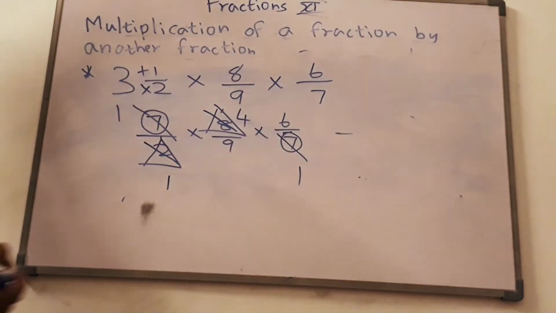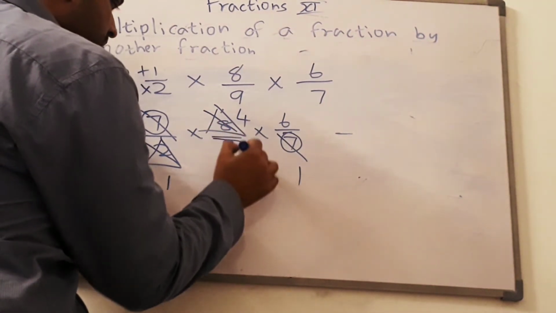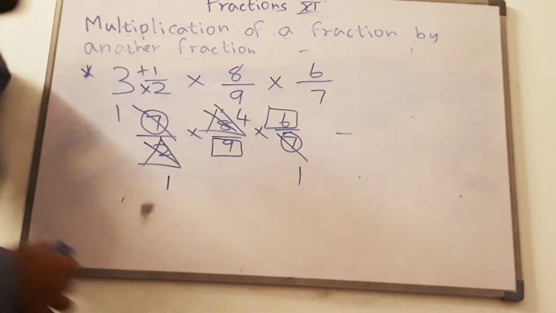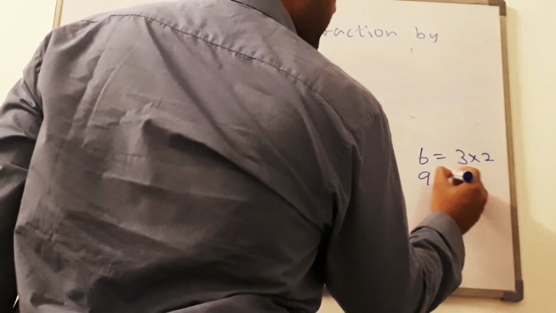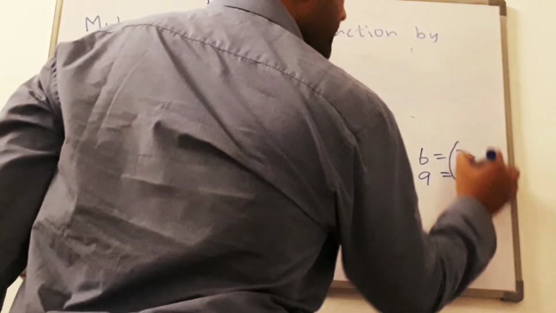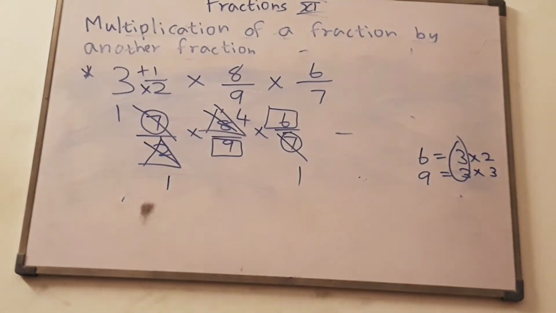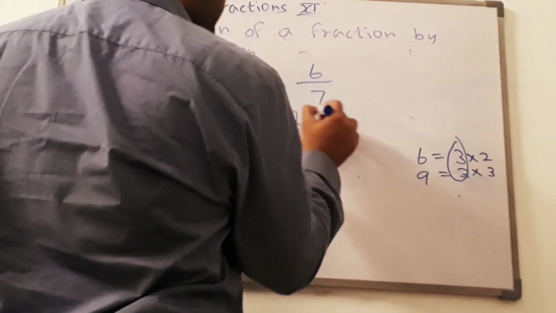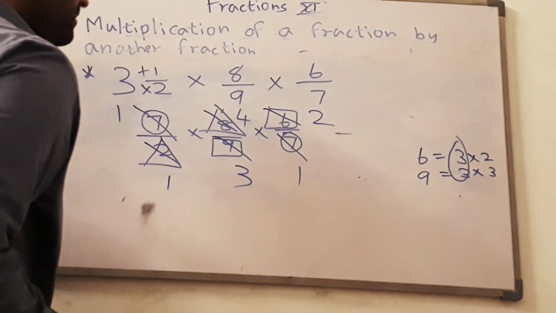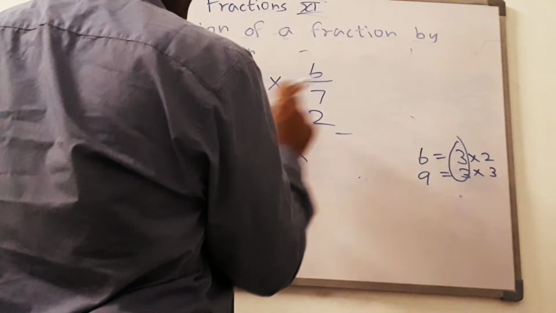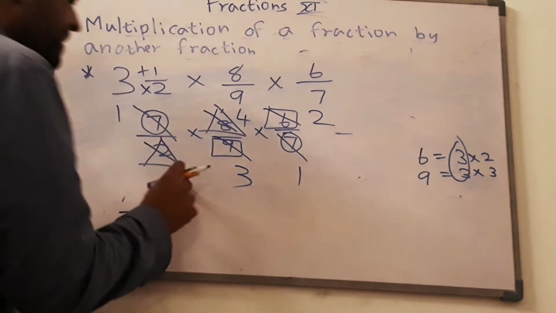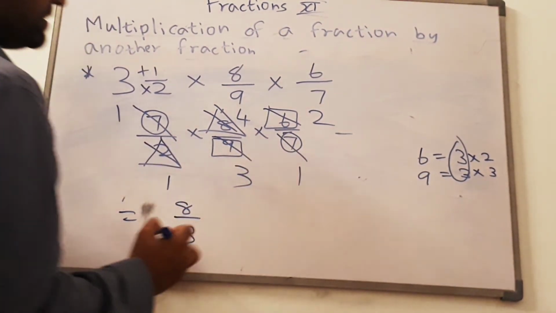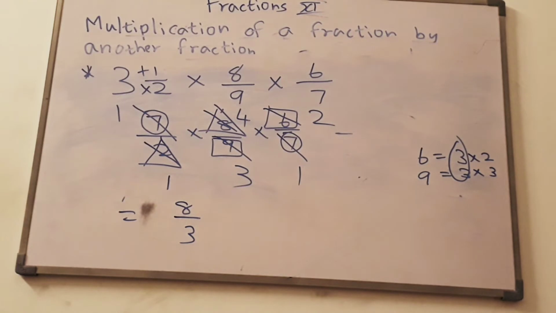Then 9 and 6. 9 and 6 also have a common factor. What is that? 6 means 3 times 2. 9 means 3 times 3. So 3 is the common factor. So both are divisible by 3. So here the answer is 1 times 4, 4 times 2, 8. And 1 times 3, 3 times 1, 3. So our answer is 8 out of 3. This is the final answer.